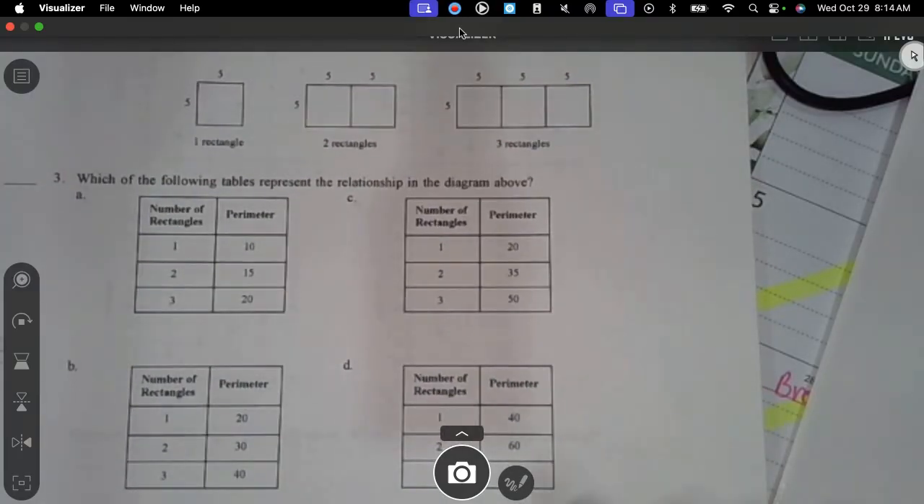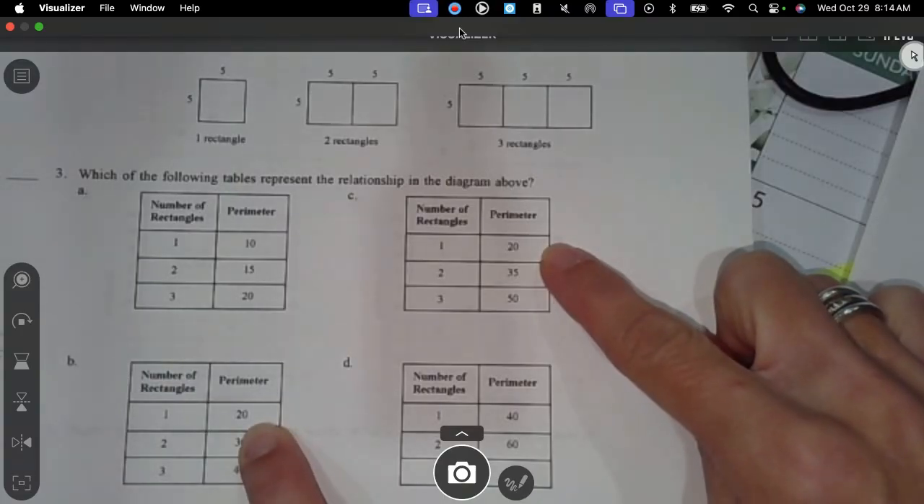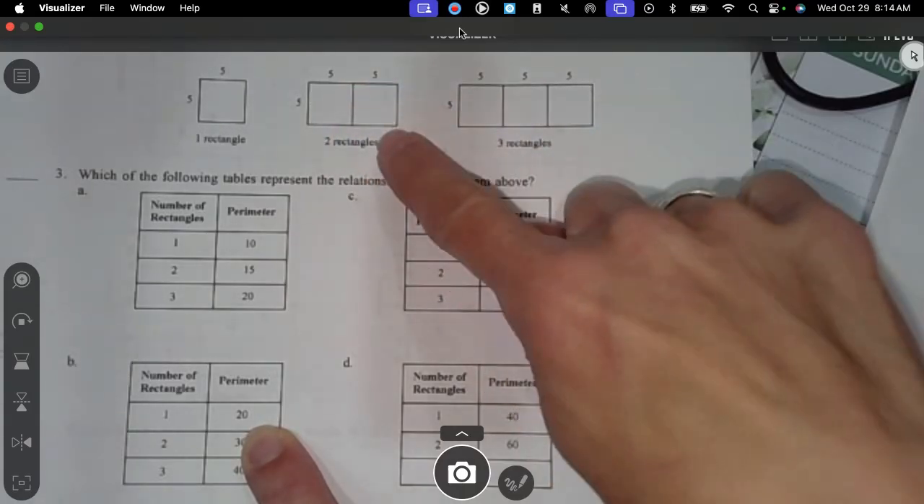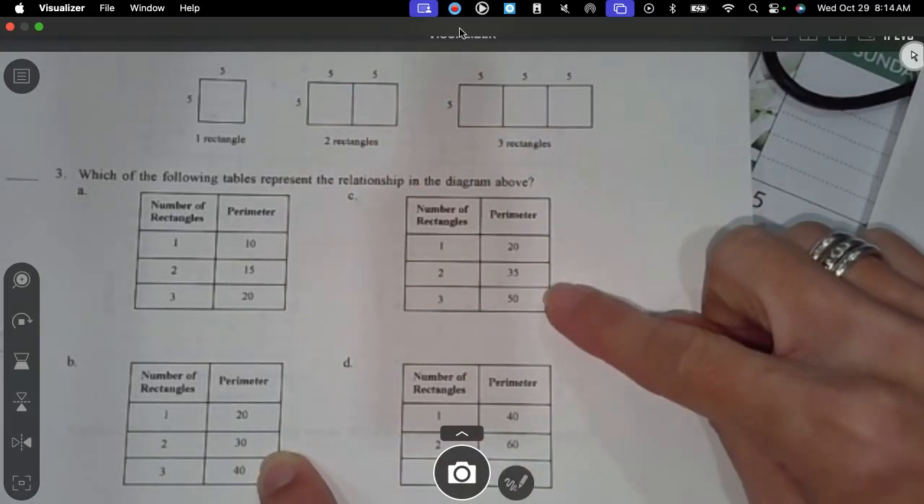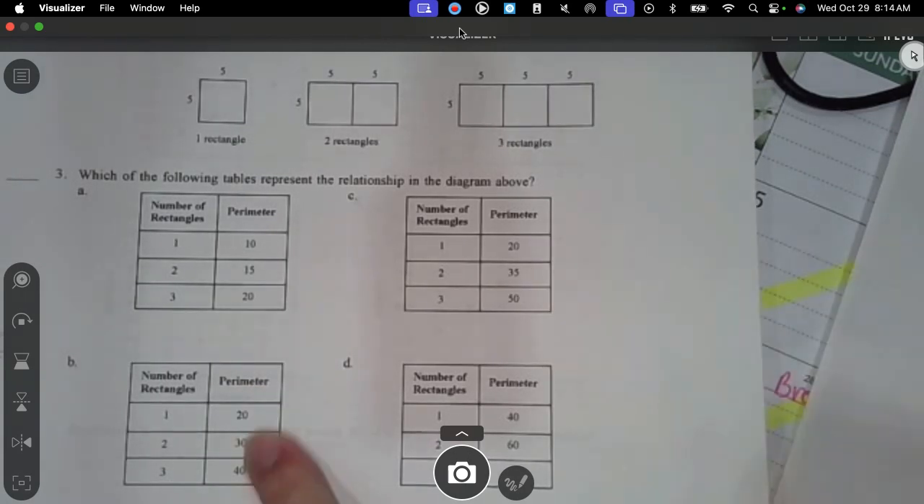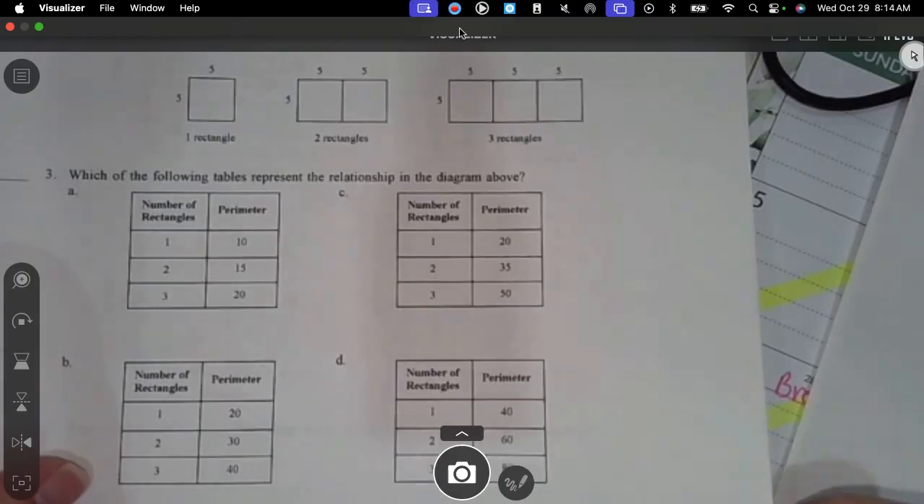All right, I see some answer choices that match, don't I? Okay, for 2 rectangles, what's the perimeter? 5, 10, 15, 20, 25, 30. So which one's our answer? B. B. All right, here's our table that matches the perimeter. All right, now the next question, it's our graph. Let me just put the graph right here.